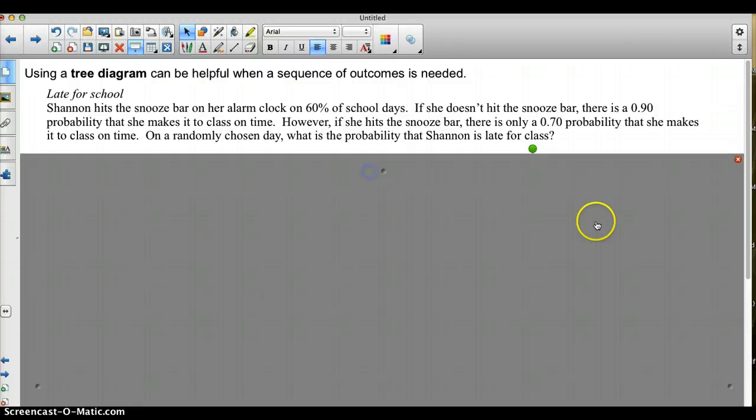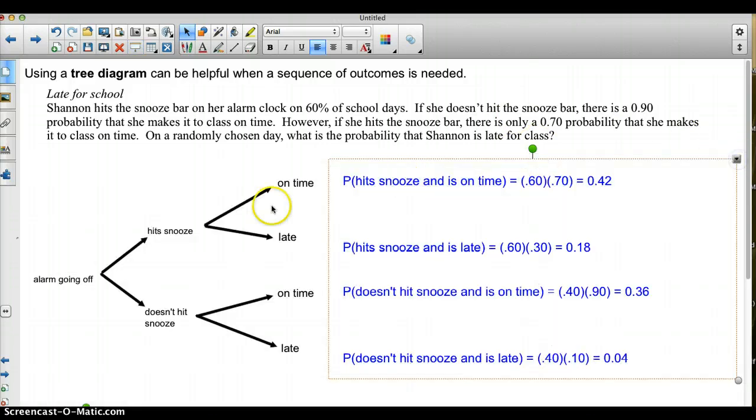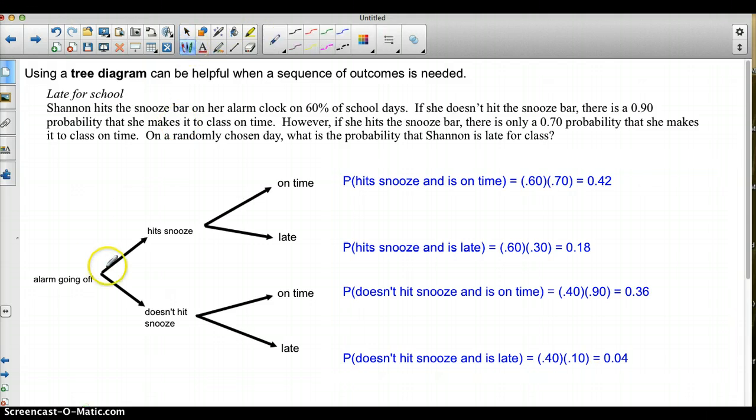percentages of where. So if we go through, we can say we take this whole event, her alarm goes off, and she's either going to hit snooze or she doesn't hit snooze. In the problem, they say that she hits the snooze bar 60% of her days. So we can draw that here where we write 0.60 in with our tree diagram. Now, I already have the tree diagram created just to save some time so that you can see how it works. So if 60% of the time she hits snooze, 40% of the time she doesn't hit snooze.